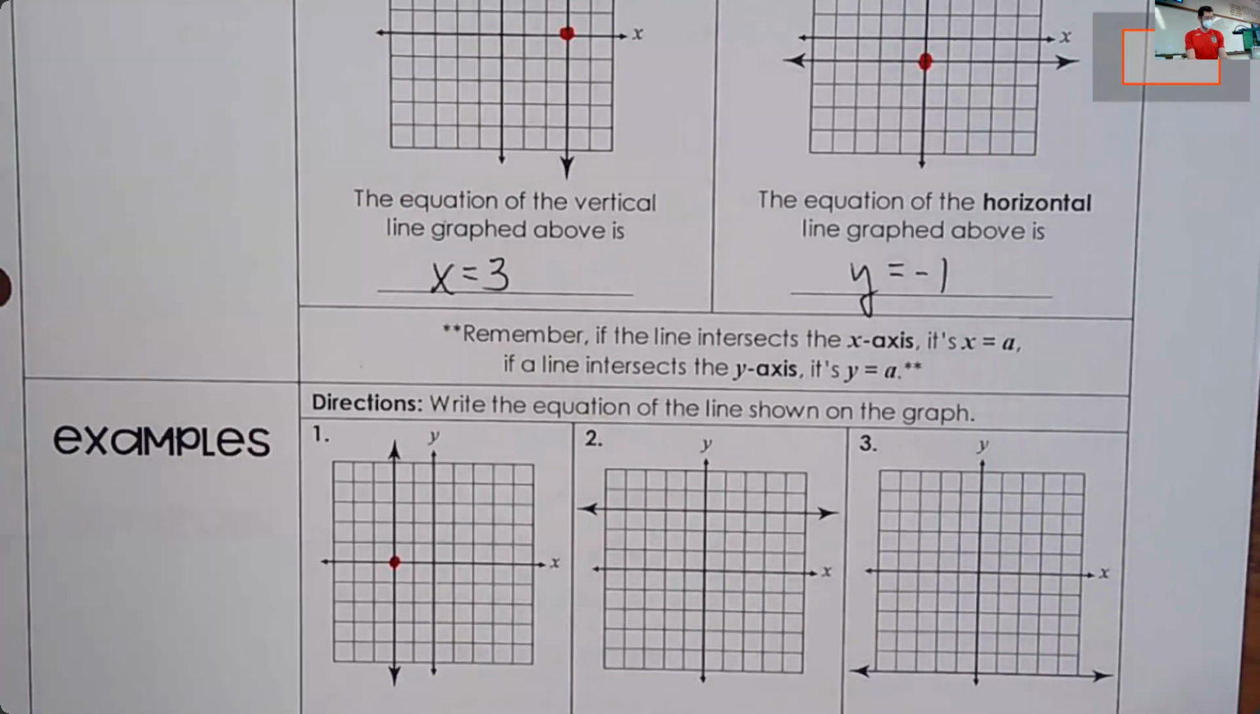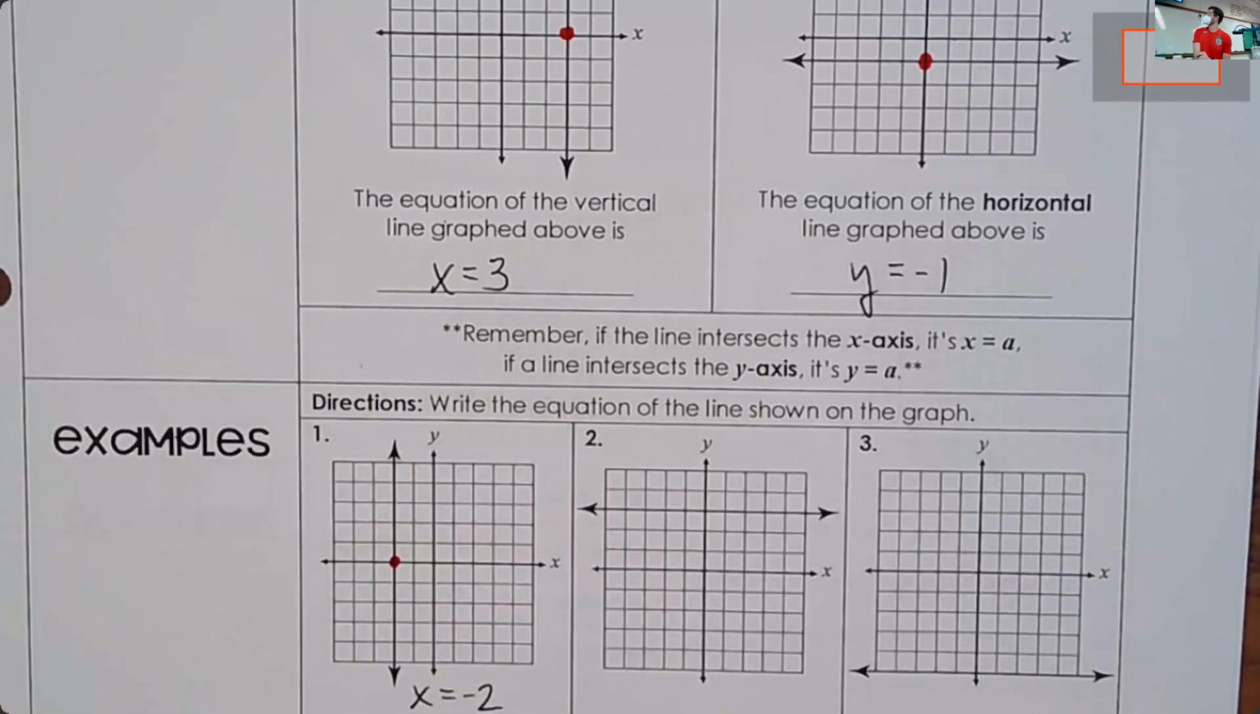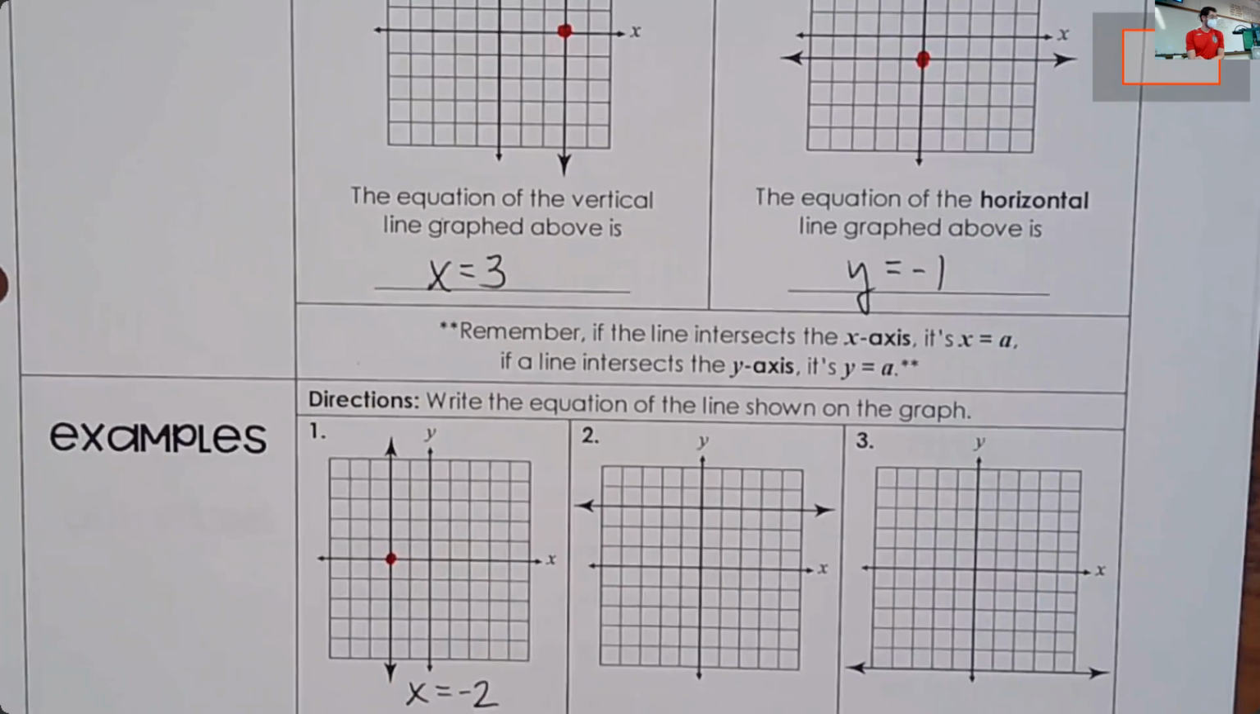And where does this line cross the x-axis? -2. So the answer is x equals -2. And that's it.